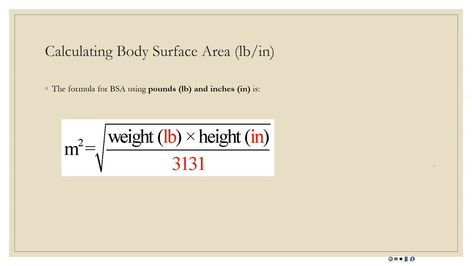All right, so when we look at how we do this with pounds and inches, we can see that meters squared is always a square rooted number, and we're always going to take the weight times the height, no matter if it's inches, centimeters, pounds, or kilograms. The difference is the denominator. So remember I said we use 3600 for kilograms and centimeters because we use kilograms and centimeters all around the world, and that's 360 degrees.